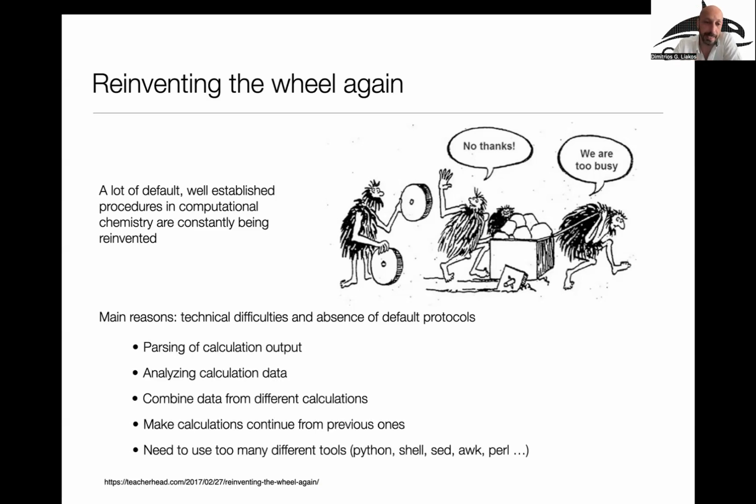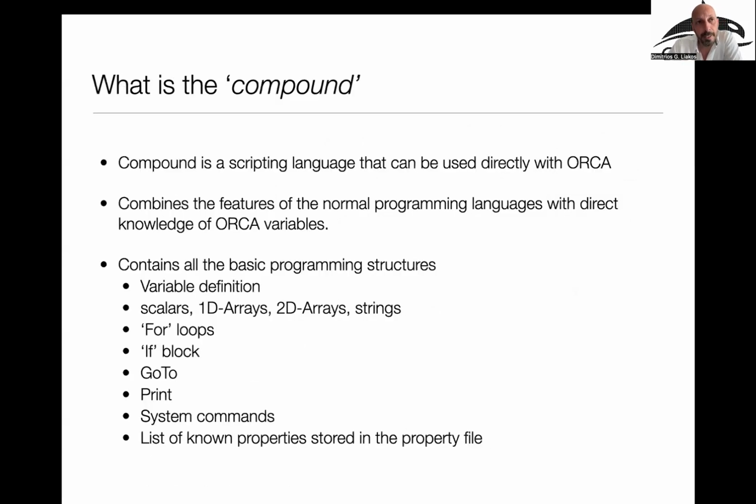Why do we have these technical difficulties? Many reasons, but mainly it's the parsing of the computational output. You have to read the output, and this is not all the time straightforward. You have to analyze the calculation data. Somebody has then to combine data from different calculations or use different tools or different programming languages to get what he wants to calculate. Now, this is where Compound wants to help.